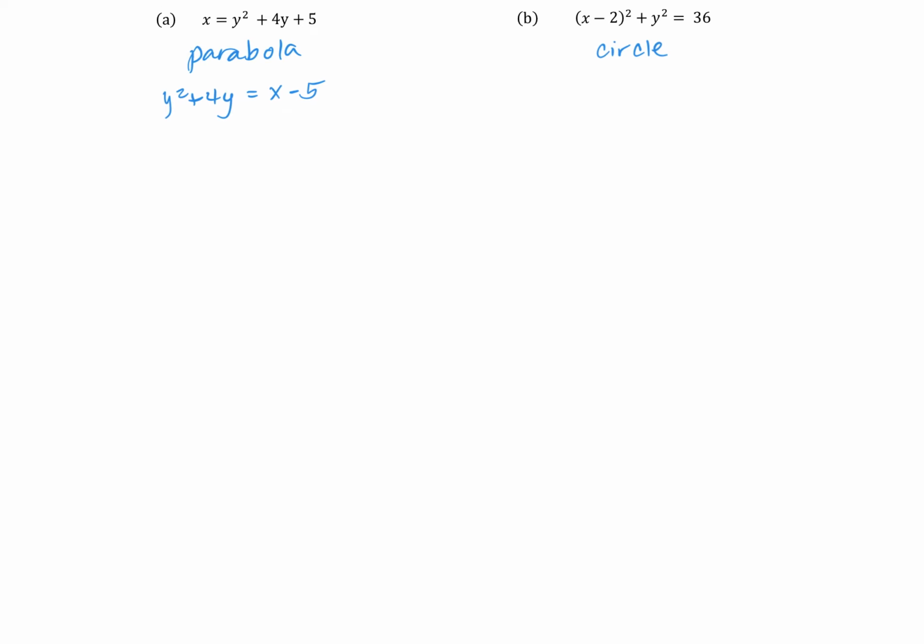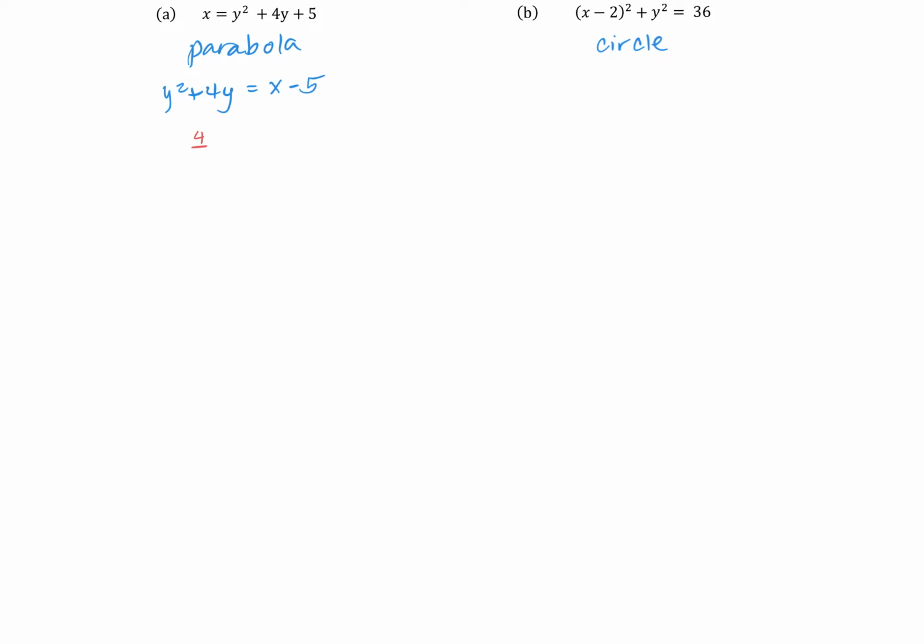And then I'm going to go ahead and complete the square on the y's. So remember what we do, we take half of the number on the linear factor, which is 4y, and we square it, which gives us 2 squared, or 4. That's what I'm going to add on the left. I'm going to add a plus 4 so it turns into a perfect square. But I can't simply add a quantity to one side without adding it to the other side as well.